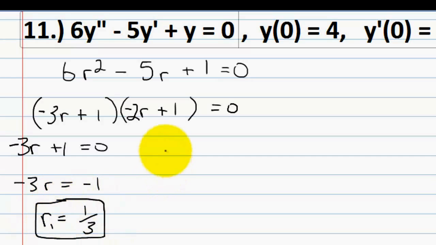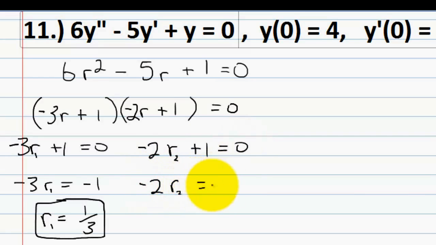or r1, that is. And r2 over here, so negative 2r2, let's do r1, that's just to differentiate them. So r2 here plus 1. Now same thing again, we're going to get negative 2r2 is equal to negative 1. r2 is going to be equal to 1/2.